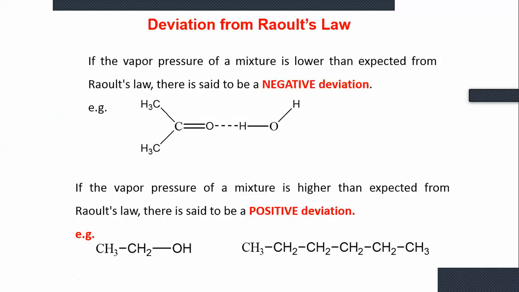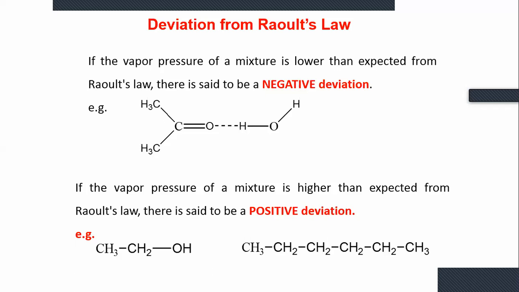Let's look at two types of deviations from Raoult's law. We have the negative deviation and we have the positive deviation. The negative deviation is when the vapor pressure of your mixture is lower than expected from Raoult's law. It's going to be a negative deviation.